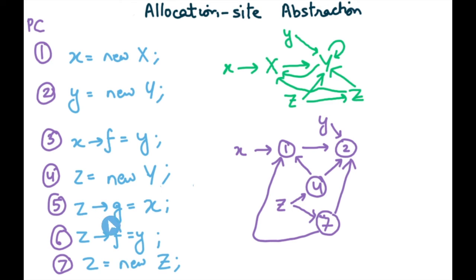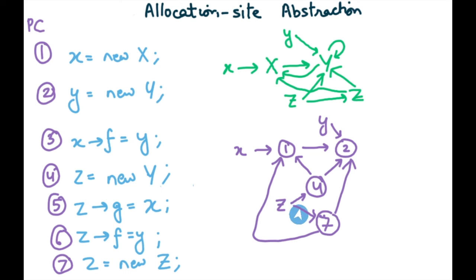Similarly, when we say z.g equals x, whatever z is pointing to, which is 4, can point to whatever x is pointing to, which is 1. So if I draw an edge from 4 to 1, and say z.f equals y, once again 4 can point to 2 this time, because z can point to 4 and y can point to 2. And then say z equals new capital Z.